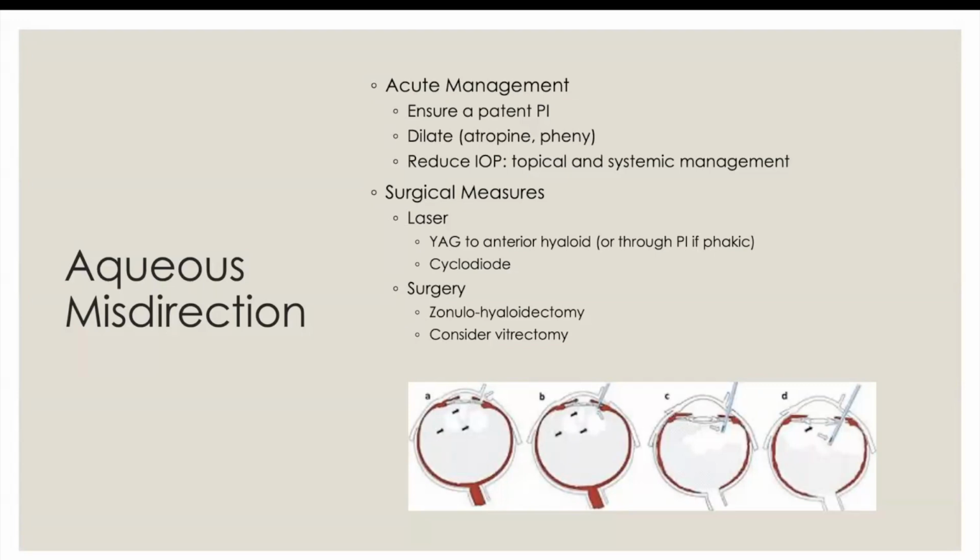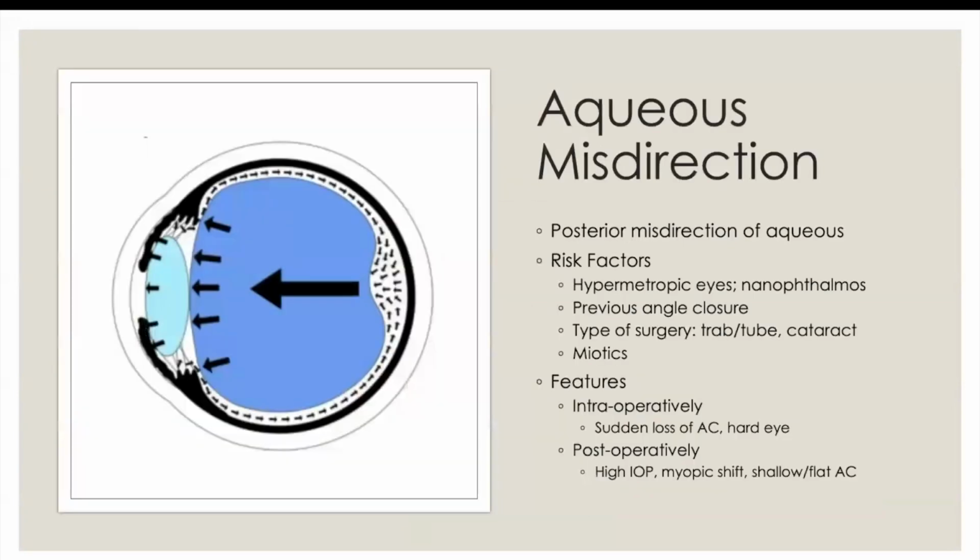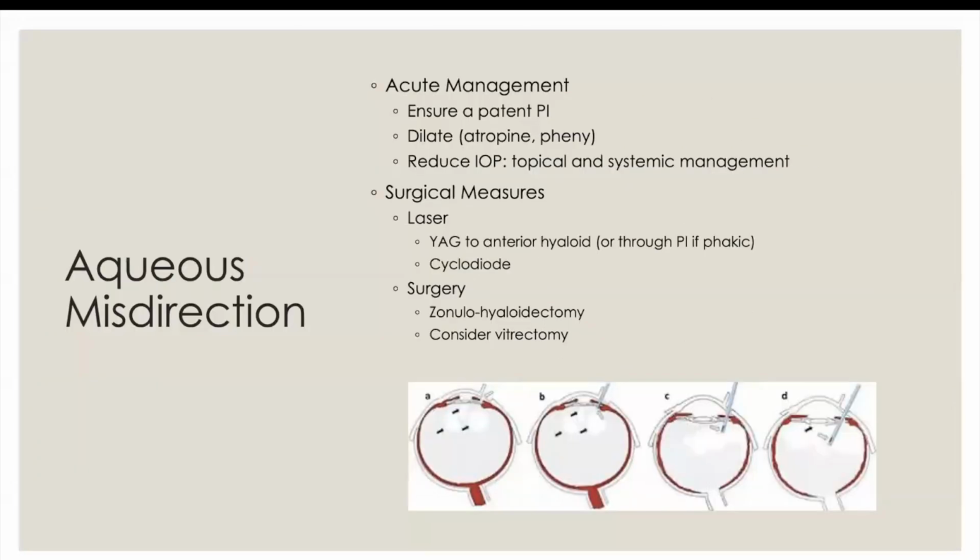Then in terms of your surgical measures, you can do YAG laser, and the theory behind what's going on here is if you go back to what's essentially happening in aqueous misdirection, where the vitreous is coming forward, you want to try and disrupt that anterior vitreous face to try and give the aqueous space essentially to move forward. And you can do that either with just YAGing the anterior hyaloid.